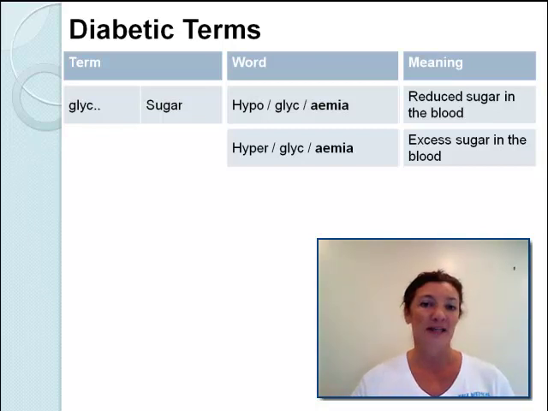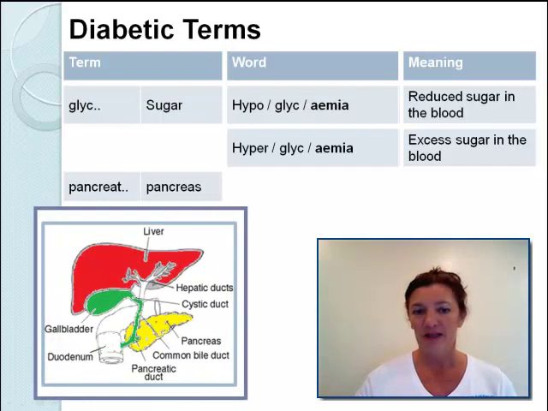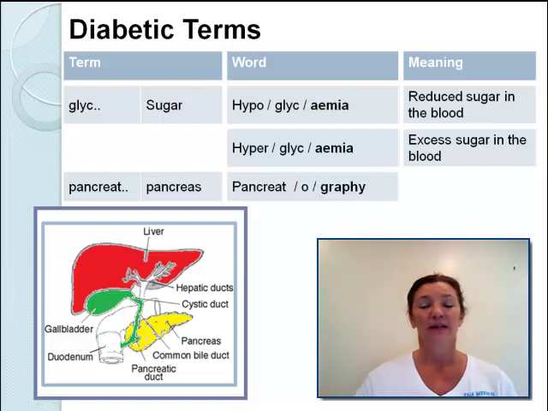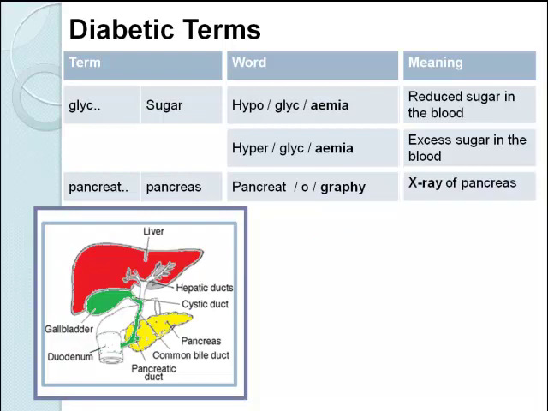The organ that creates insulin is the pancreas. And insulin is a substance which allows the body to regulate the sugar levels. In diabetes, the insulin being made is either inadequate and not managing to control the blood sugar levels, or not enough is being made. Here's the term pancreatography. Graphy is an X-ray or recording, pancreat is pancreas, so this would mean an X-ray of the pancreas. You can see on the diagram the yellow pancreas where the insulin is made.